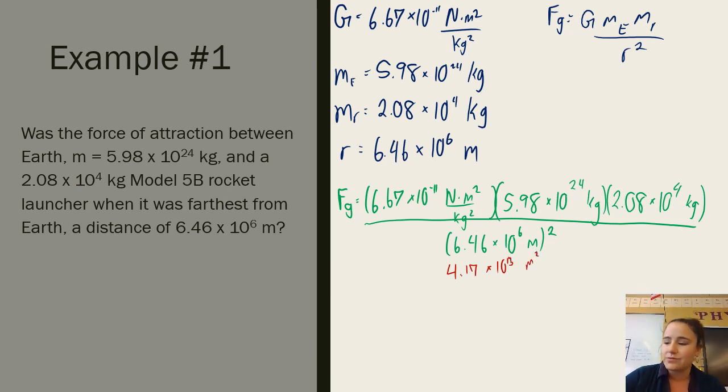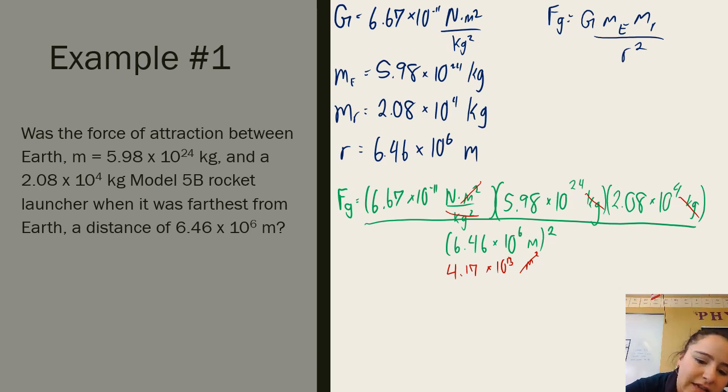I can also show you how those units work out. We have kilogram and kilogram, that cancels out that kilogram squared. Meter squared here cancels out with meter squared there, and we're left with newtons. Okay, so let's go ahead and plug it in. I recommend putting the whole top in parentheses, and then divide it by that bottom number. Times 2.08 times 10 to the 4th, divided by 4.17 times 10 to the 13th.